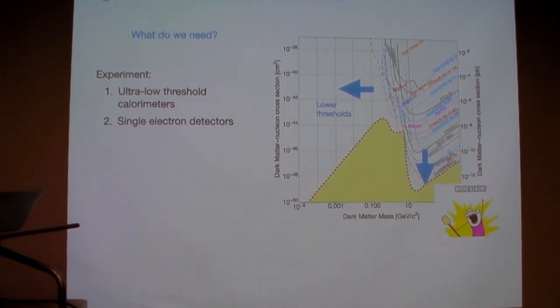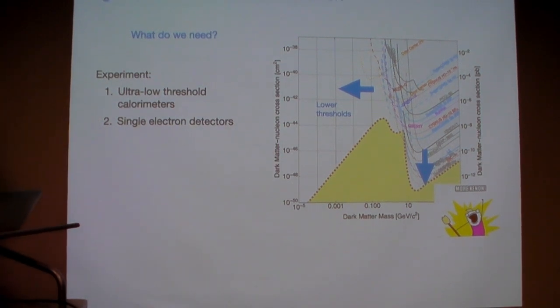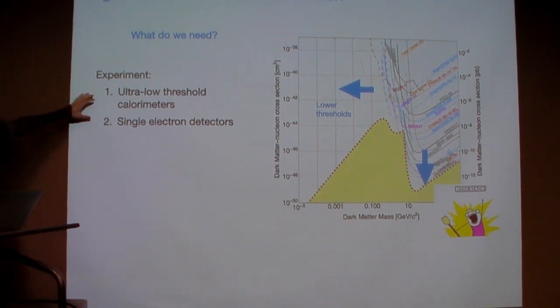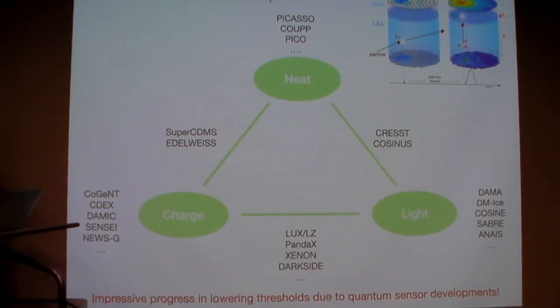Sorry. So anyway, either very low threshold calorimeters or you're looking for individual electrons. And so I'll tell you a little bit about some experiments that are going to look in this direction, and then I'll tell you about what we need on the theory side in order to make sure these things are successful.